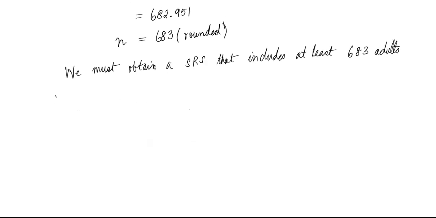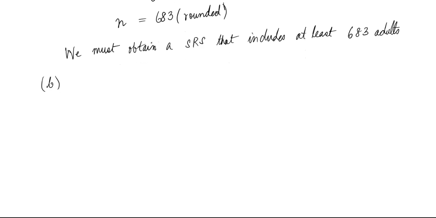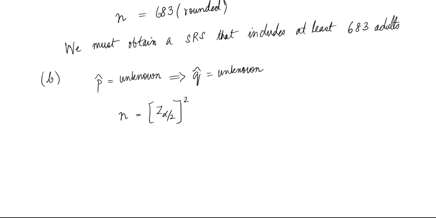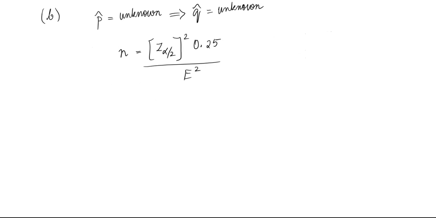If it's part B, then we use the same details, but we do not know the P. P hat is unknown because we are told that there was no prior information, which implies Q hat is also unknown. So we adapt to the other formula, which says N is Z alpha over 2 the whole squared times 0.25 divided by E squared. So your Z alpha over 2 will still be 1.96 whole squared times 0.25 divided by E, which was 0.03 squared.